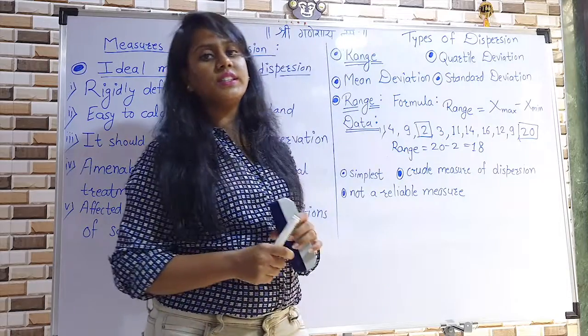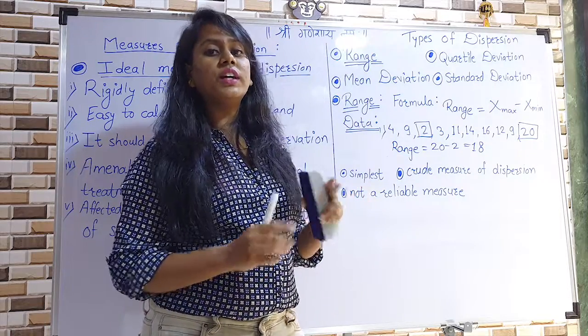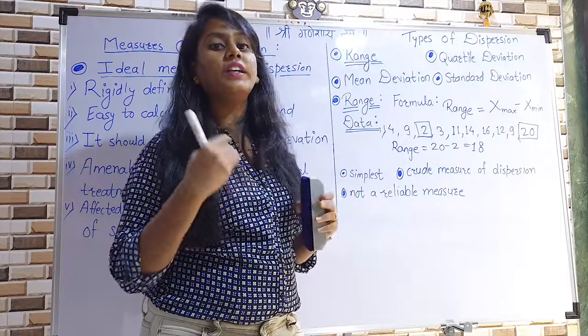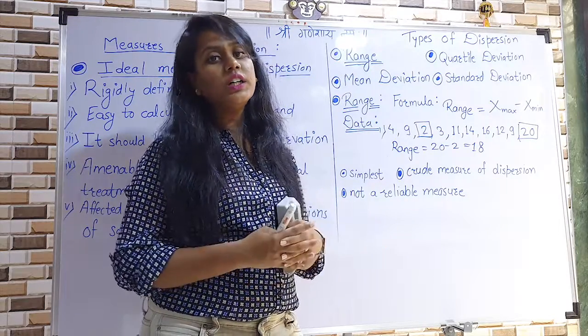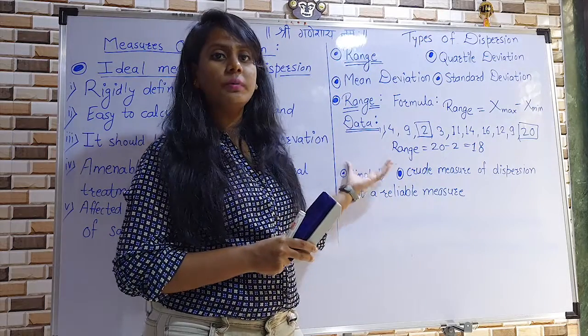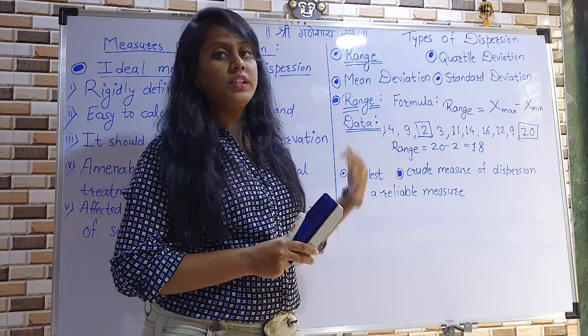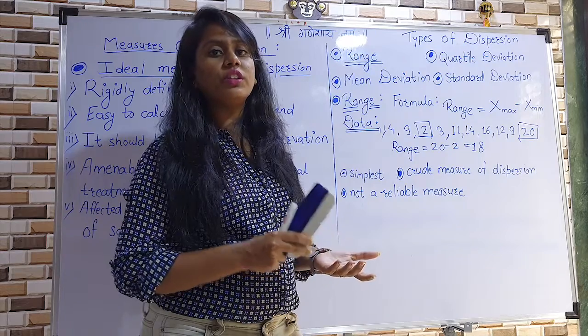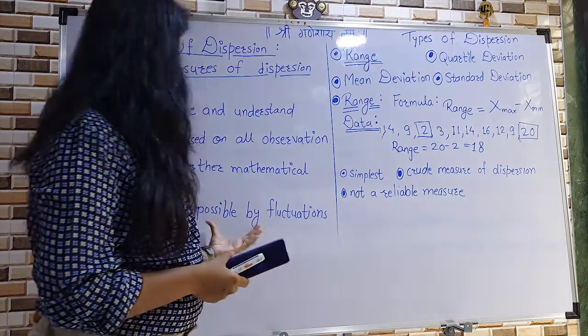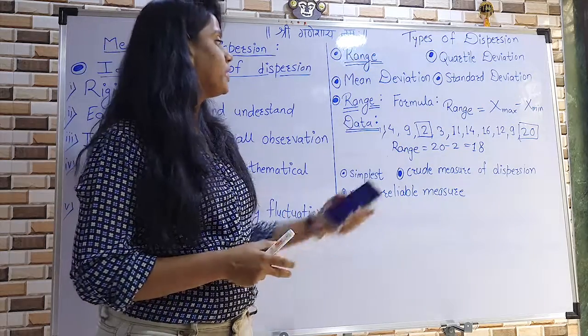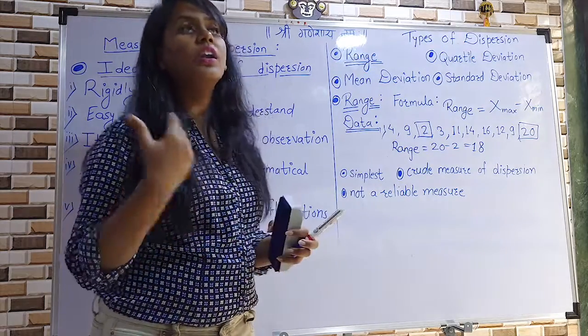It just considers two values in the entire data and takes the decision about the dispersion in the data. So as it is not based on all observations, it is not available for further mathematical treatment as well. And yes, fluctuations from sampling to sampling will change our range a lot, okay.